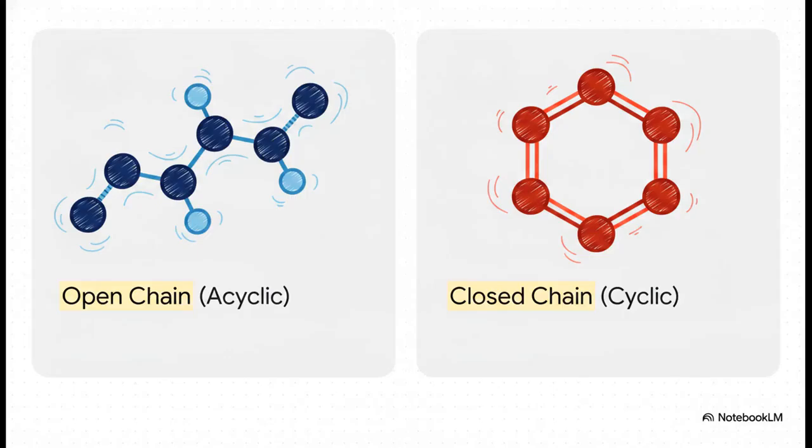And because we have millions of these things, we have to classify them to actually study them, right? We basically split them into 2 massive buckets. First, you've got open chain or acyclic compounds. Think of straight chain butane. And then you've got closed chain or cyclic compounds, where those carbon atoms link up to form a ring, like benzene. It all comes down to how that carbon skeleton is put together.